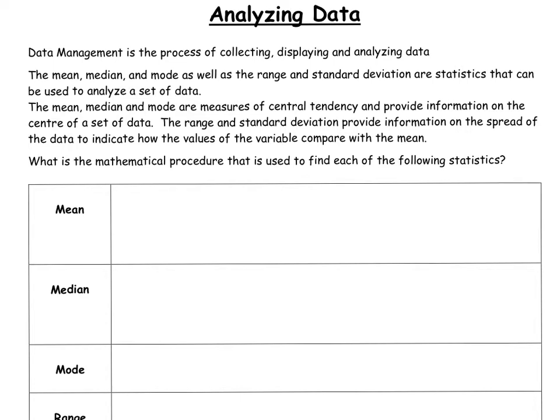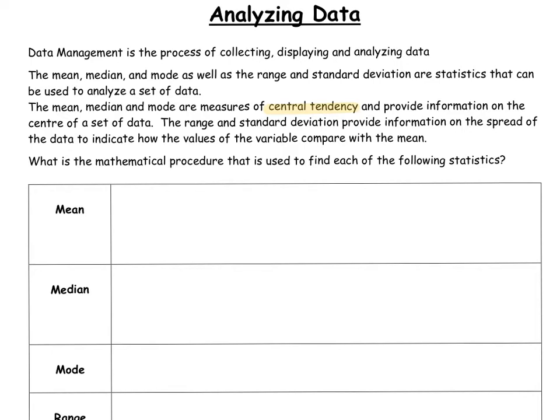The mean, median, and mode are measures of what we call central tendency, and that's because they provide information on the center of the data. The range and standard deviation provide information on the spread of the data to indicate how the values of the variable compare with the mean. Together, we're going to look at the process of how to find each of the statistics, okay? And you should have seen some of these definitely before.